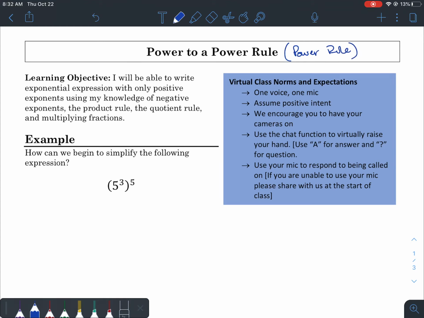Alright, and I want you to start off with this example. How can we begin to simplify the following expressions? I want you in your notebook just to write down a couple things that you think we could do to simplify the following expression using what we already know. When you're ready, you can unpause the video and we can continue.